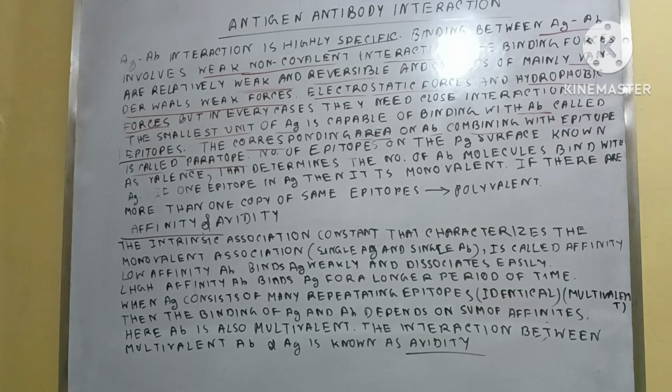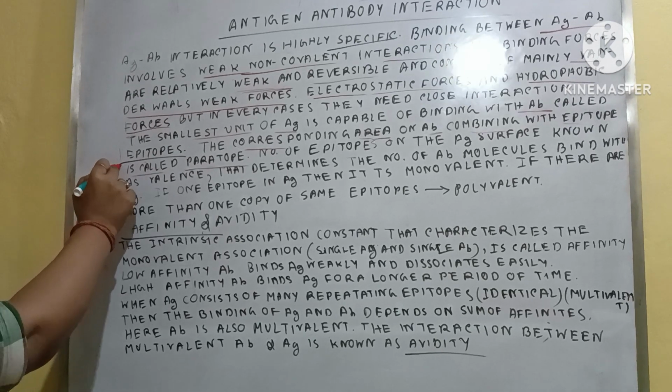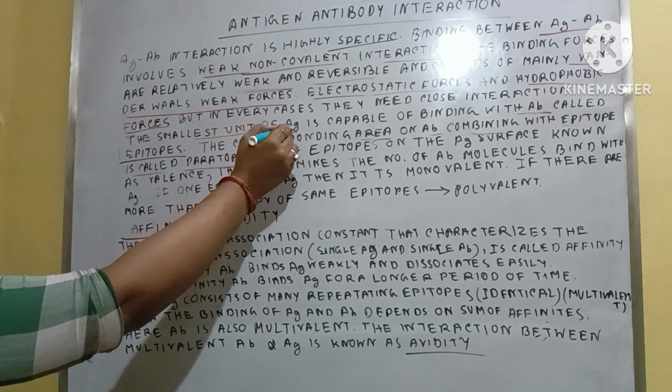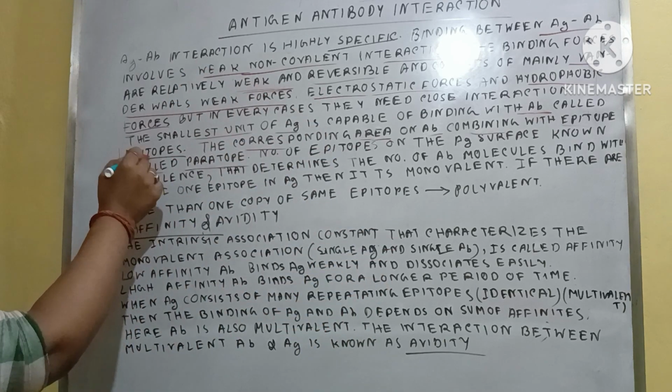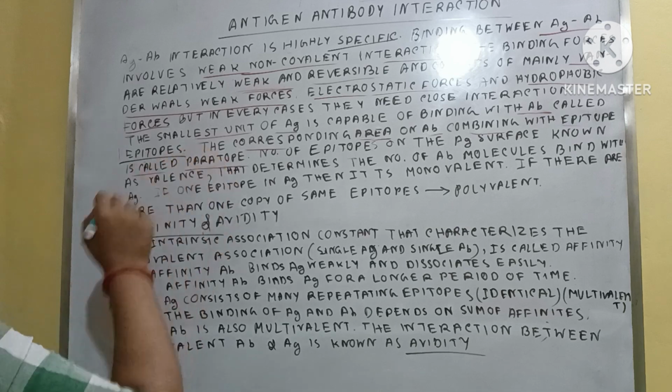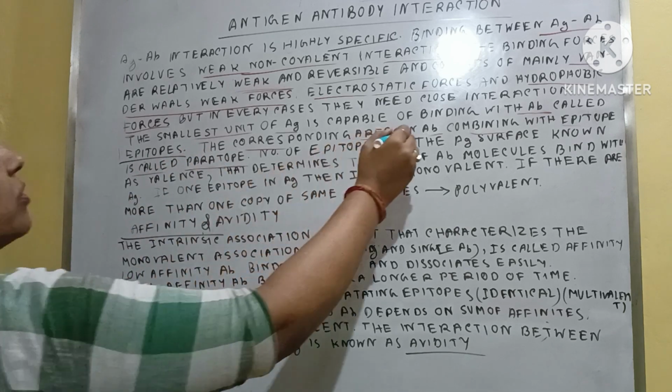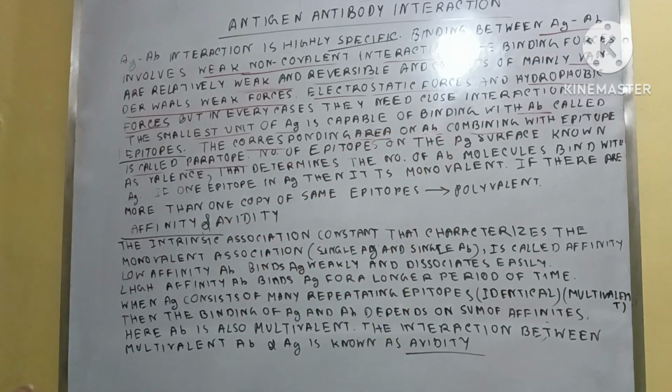Clear? So what is the epitope? The smallest unit of antigen by which it binds with the antibody. This is called the epitope, and the paratope is the area of the antibody that is actually responsible for binding with the antigen.